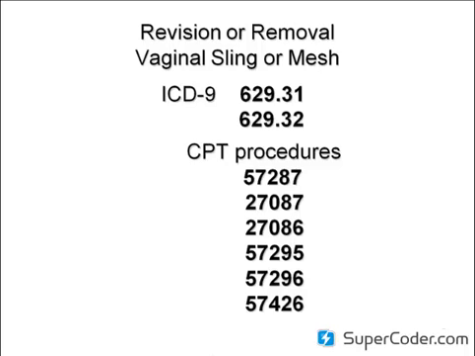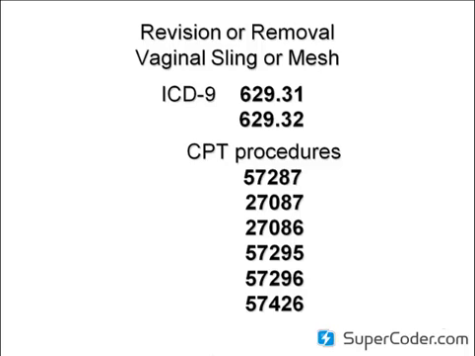And also we have codes 57295, which is a revision and removal of vaginal grafts via an abdominal approach, 57296 via an open abdominal approach, and use these two codes 629.31 and 629.32 if appropriate for 57426, which would be a revision and removal of a vaginal graft via a laparoscopic approach.